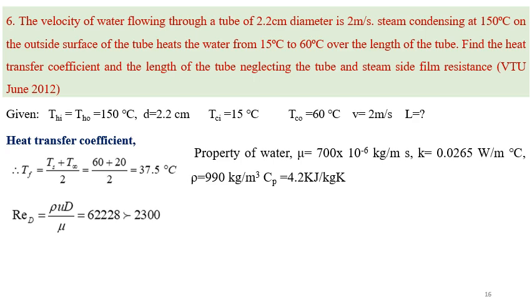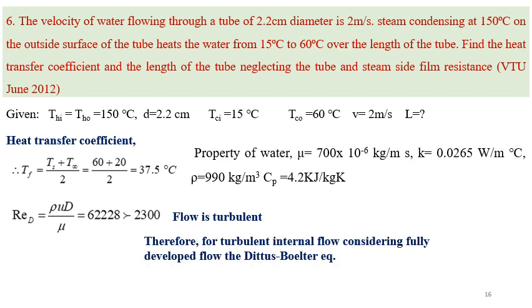Reynolds number is equal to rho u d, where u stands for velocity, rho u d by mu, which is equal to 62,228 you will get, which is greater than 2,300. So we know that for flow through a tube the critical Reynolds number is 2,300. If the value of Reynolds number is more than the critical Reynolds number, then the flow is turbulent. And for turbulent flow, the internal flow, considering fully developed flow, we can find the Nusselt number using the Dittus-Boelter equation.